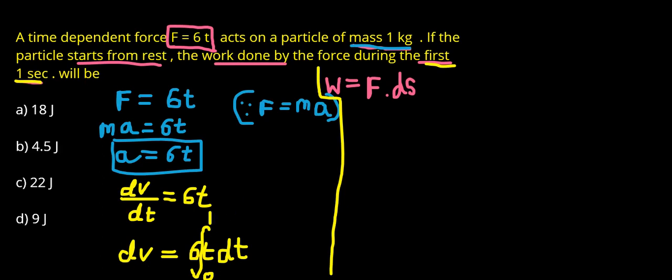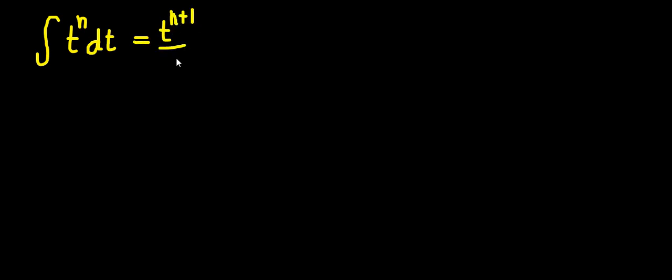So I'm just teaching about integration and differentiation. In this case, the integration of t^n dt is equal to t^(n+1) by (n+1). This is going to be the integration formula, as per the question.